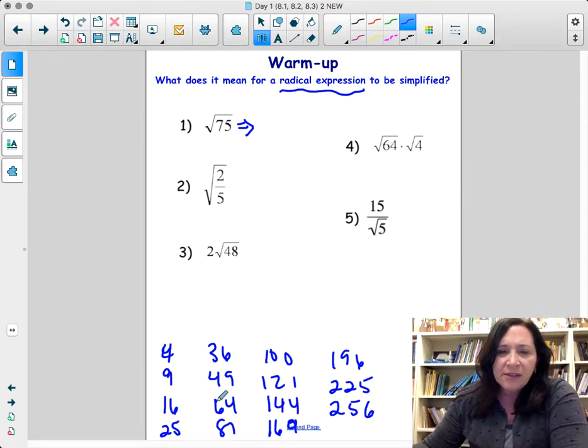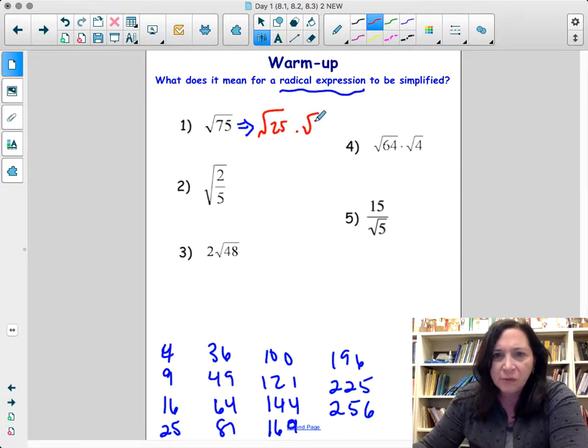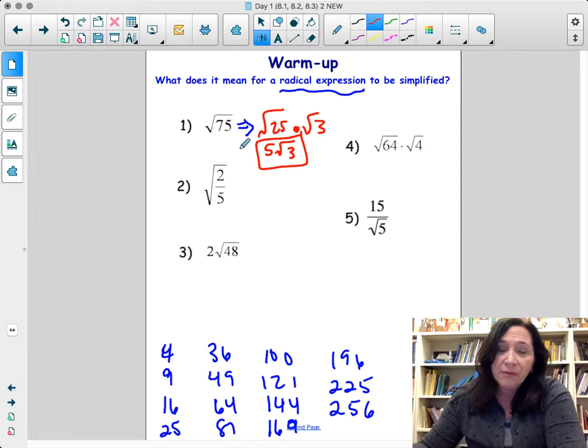So which one of these values down here do you think will divide into 75? Well, if you pick 25, then you're in good shape here. So that's going to be the square root of 25 times the square root of 3. Again, we can break 75 up by 25 times 3. Square root of 25 is 5, so you have 5 root 3. So that would be my solution or my answer for reducing that.